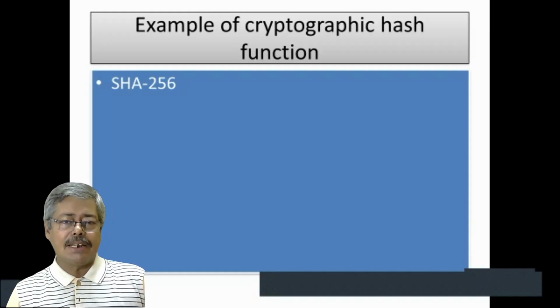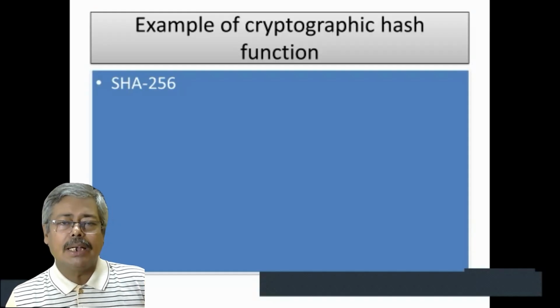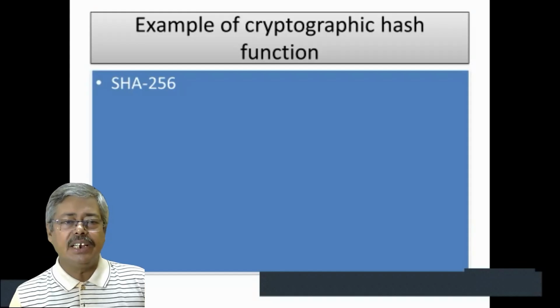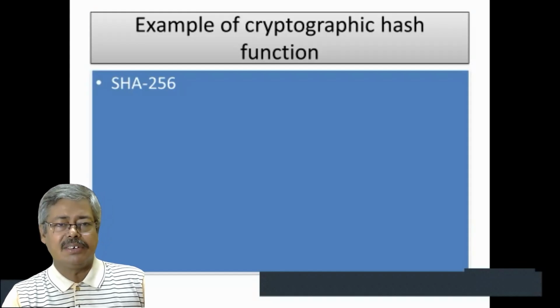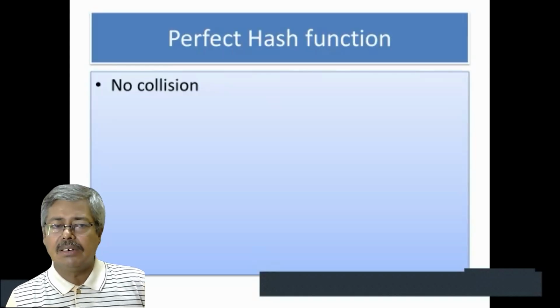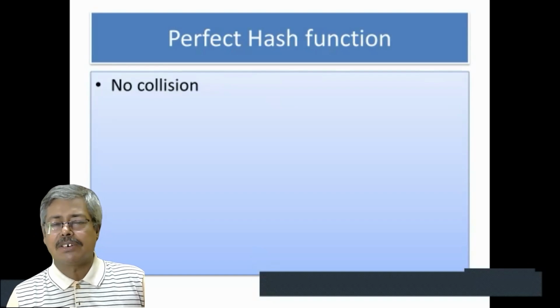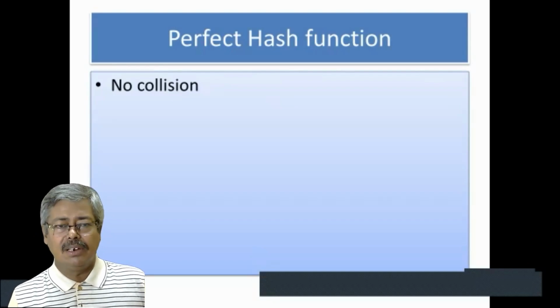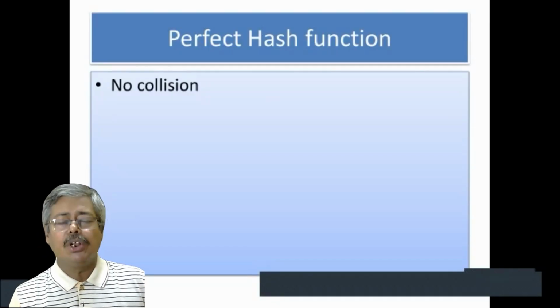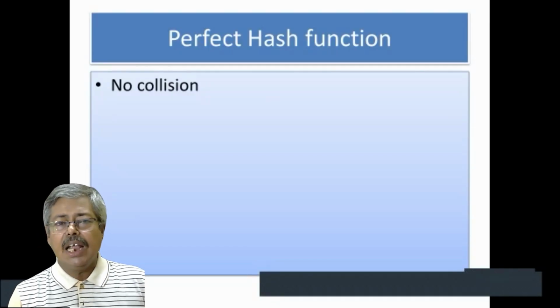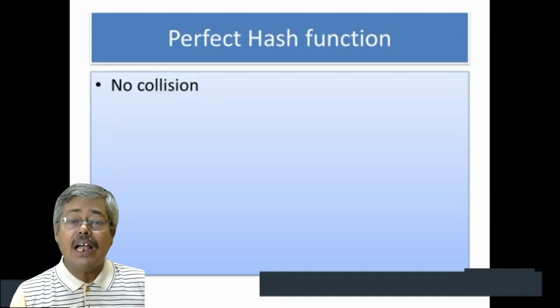Example of a cryptographic hash function. One example of the cryptographic hash function is SHA-256. Perfect hash function. A perfect hash function requires no collision. When the collision is 0, then it is a perfect hash function. So we have to create a perfect hash function to avoid the collision.